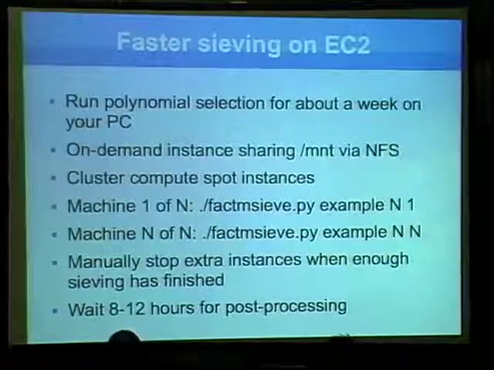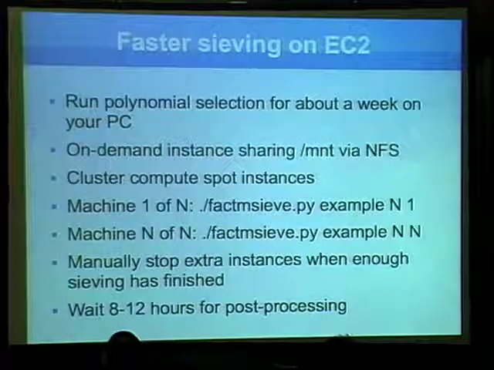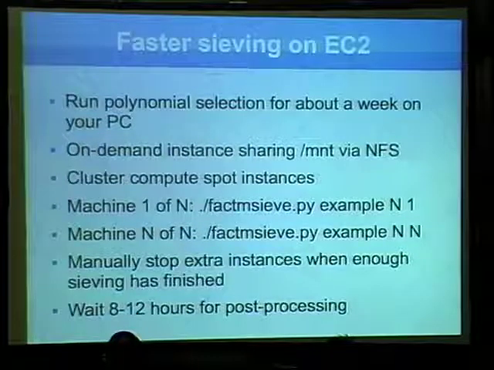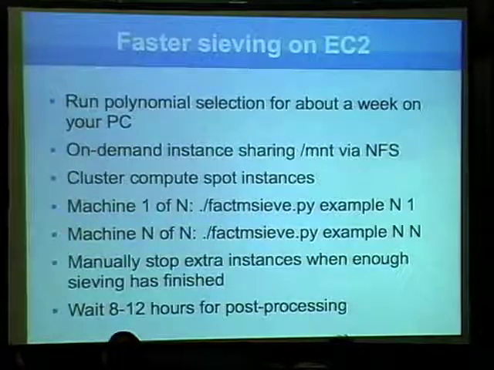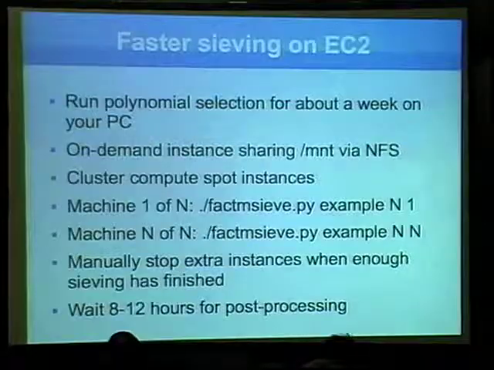So I ran that on my PC, uploaded the polynomial that came out of that phase to an EC2 instance, and started up a bunch of cluster compute spot instances. I don't know how familiar people are with EC2. They have a system where you can bid on spare capacity in the system, which will let you get a resource that normally costs $2.50 an hour for 25 cents an hour, as long as you don't mind having it shut down unannounced if somebody wants to pay more than you.